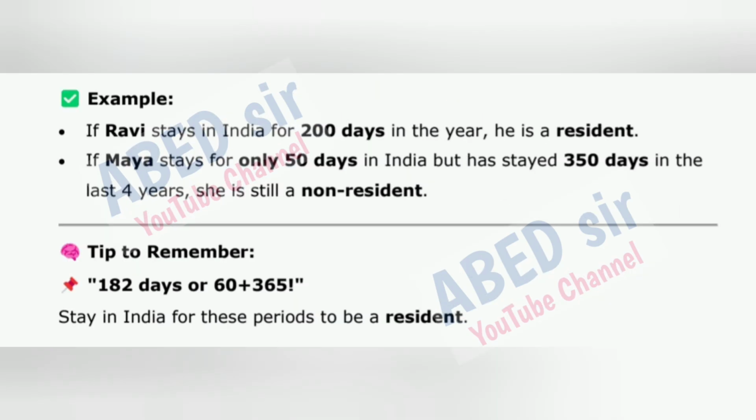Example: if Ravi stays in India for 200 days in the year, he is a resident. If Maya stays for only 50 days in India but has stayed 350 days in the last 4 years, she is still a non-resident. Tip to remember: 182 days or 60 plus 365. Stay in India for these periods to be a resident.